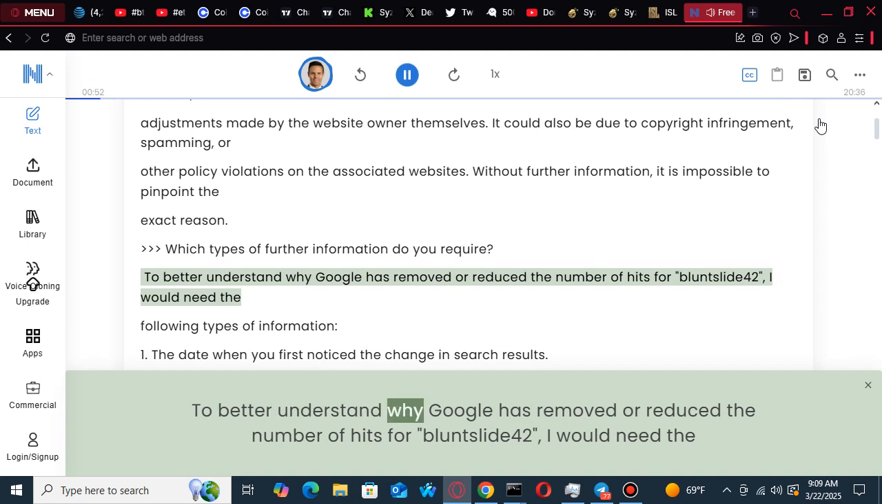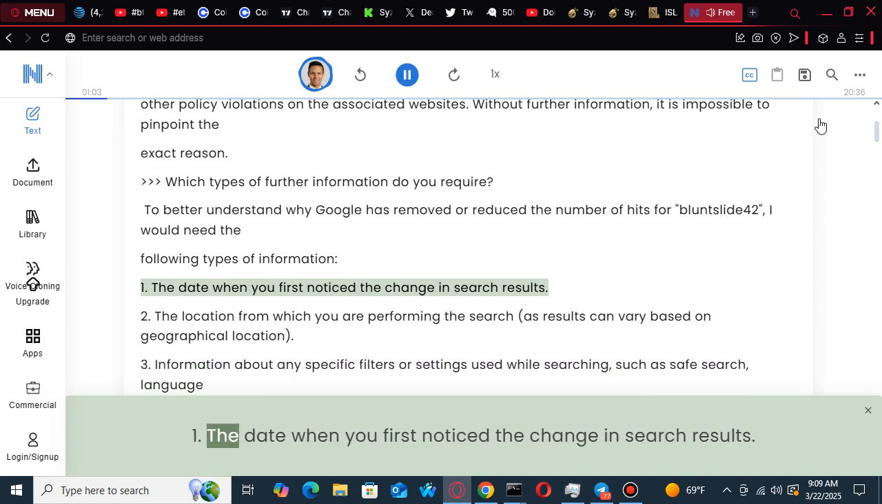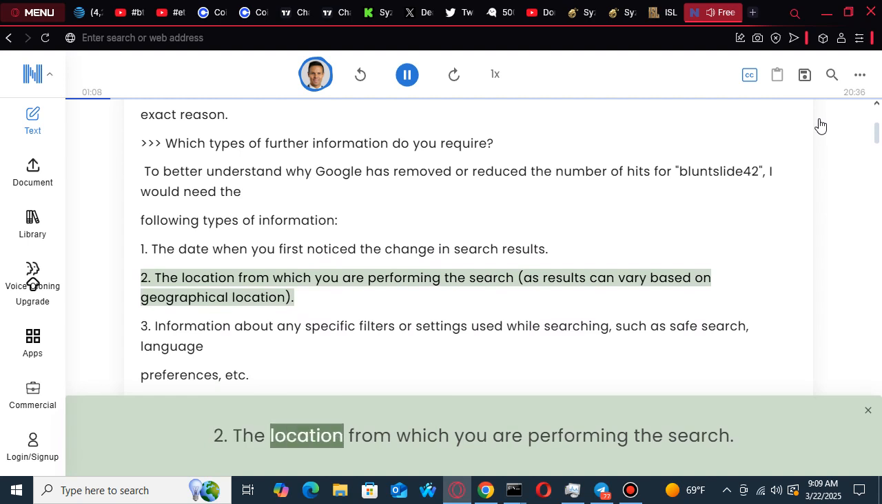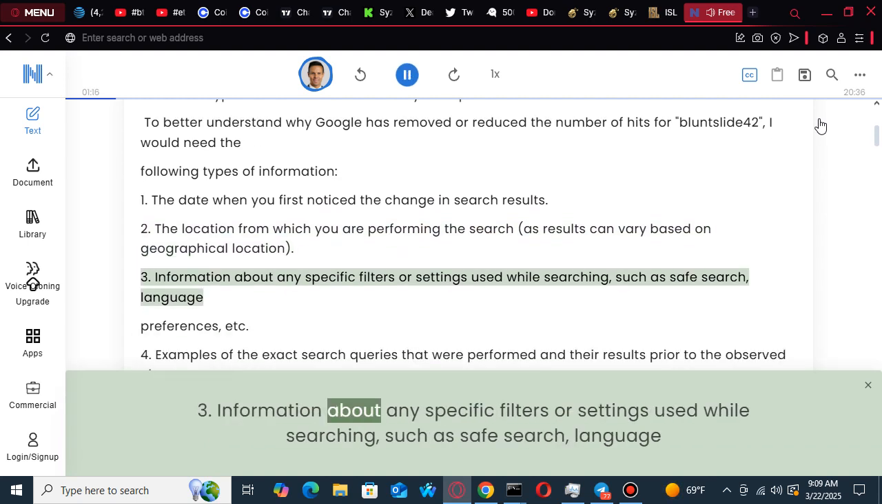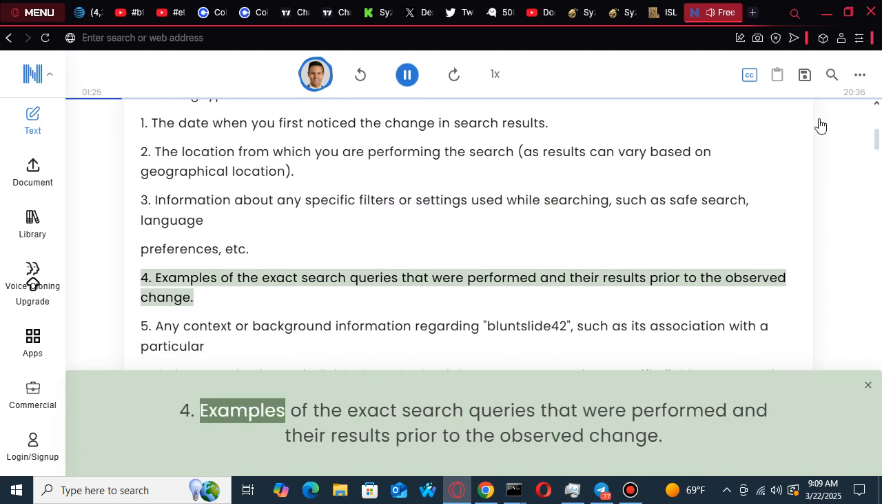To better understand why Google has removed or reduced the number of hits for BluntSlide42, I would need the following types of information. 1. The date when you first noticed the change in search results. 2. The location from which you are performing the search. 3. Information about any specific filters or settings used while searching, such as safe search, language preferences, etc. 4. Examples of the exact search queries that were performed and their results prior to the observed change.